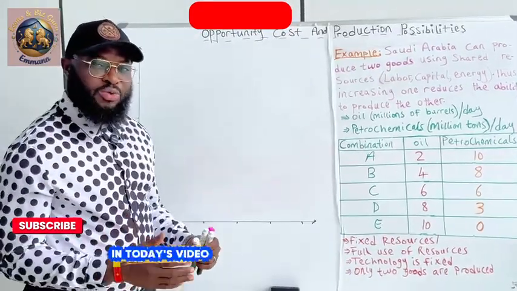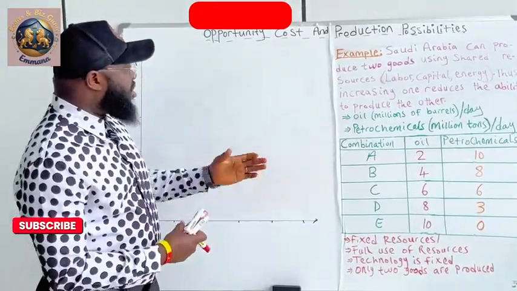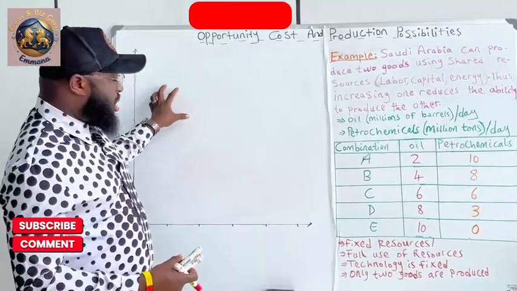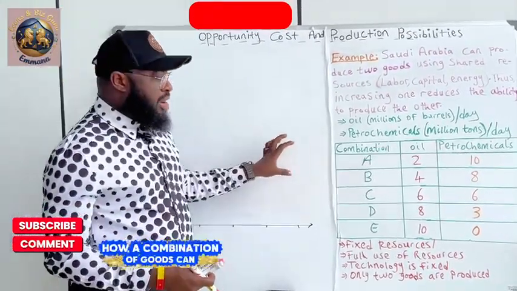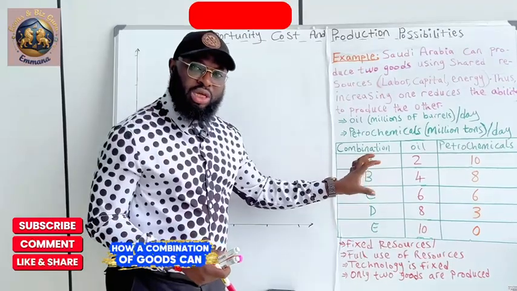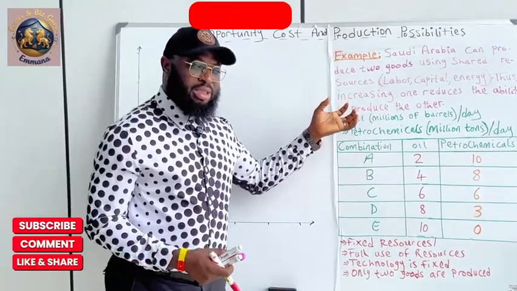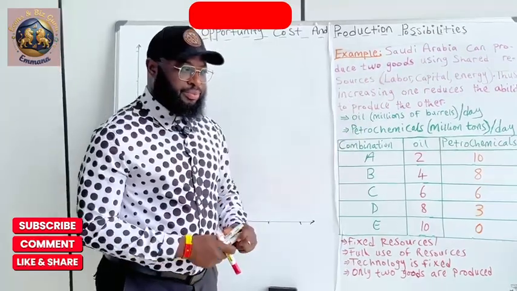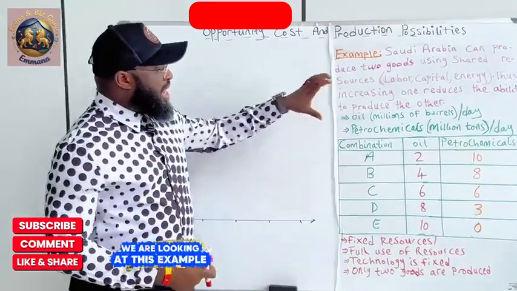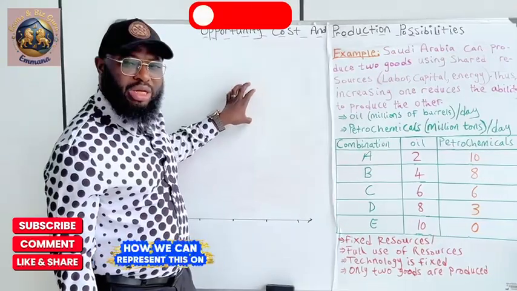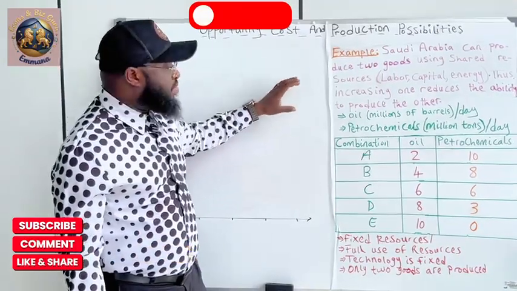In today's video, we'll be looking at how opportunity cost can be represented on a graph, and how a combination of goods can be produced by a country or a company given its resources. We're looking at this example today to be able to understand how we can represent this on a graph.